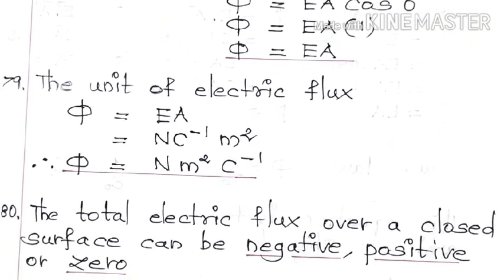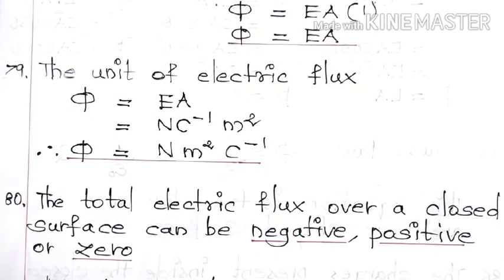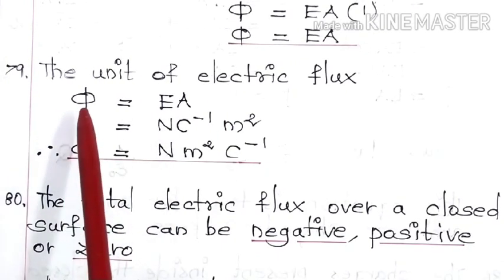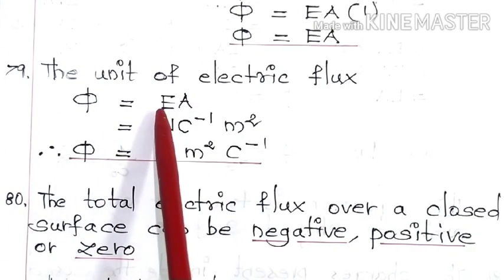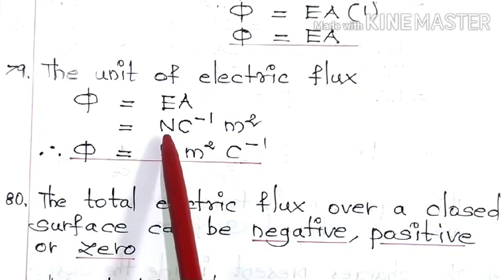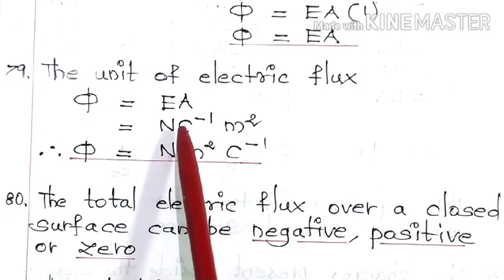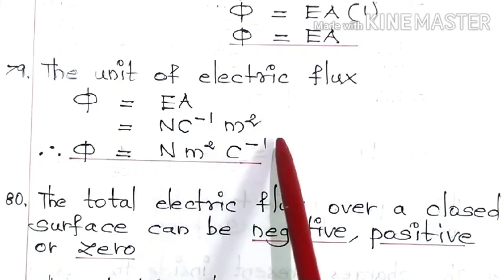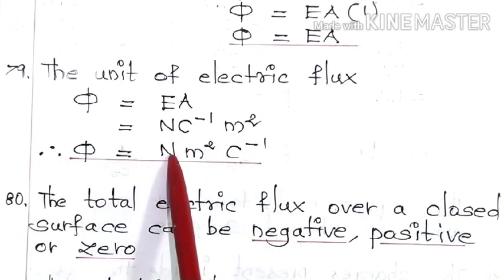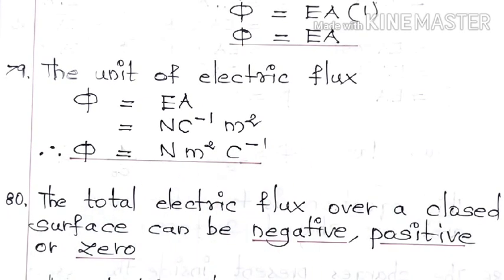Next, the unit of electric flux. What is the unit of electric flux? Let us write the expression for phi, that is electric flux. Phi is equal to EA. Now E stands for electric field, so the unit for electric field we have already studied, that is nothing but N C power minus 1, that is Newton Coulomb power minus 1. Here A stands for area, so it is meter square. Now rearrange them. Now we will get Newton, then meter square, then Coulomb power minus 1. This is the unit for electric flux.